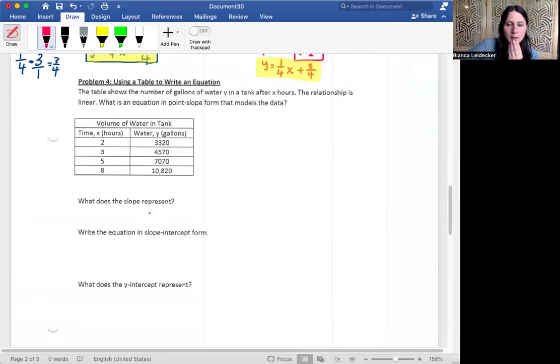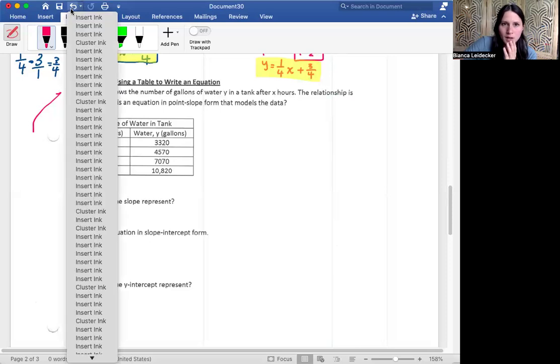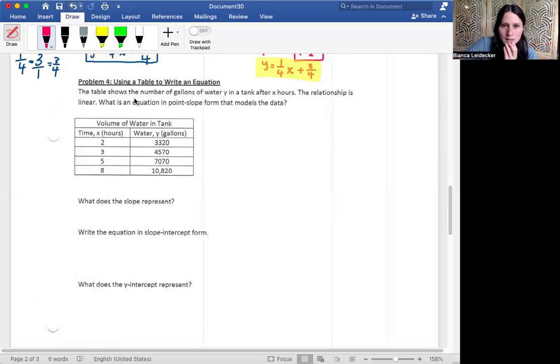All right, problem 4, using a table to write an equation. This time we have some information given to us. A table shows the number of gallons of water, Y, in a tank after X hours. The relationship is linear. So it's telling us the relationship's going to be a line, straight line somehow. What is an equation in point slope form that models this data?